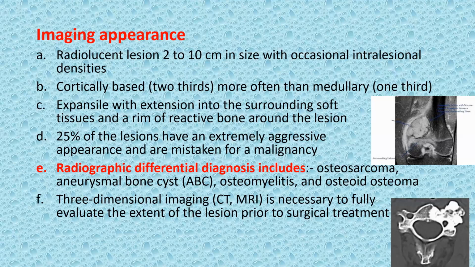Radiographic differential diagnosis is, as I repeatedly mentioned, osteosarcoma, primary aneurysmal bone cyst, and osteoid osteoma, and last but not the least, osteomyelitis, especially subacute osteomyelitis. The CT scan, the transverse scan that I have shown below, is tridimensional. And this is very important because it gives us the boundaries of the lesion, especially when we want to resect the tumor in the spine.